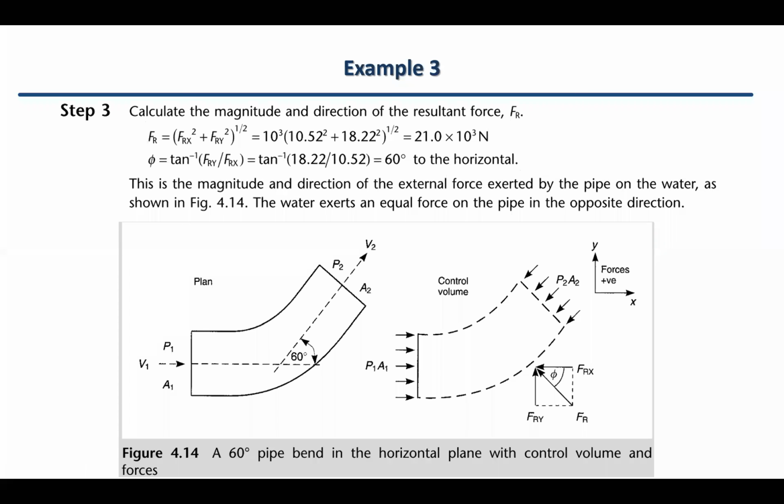And the angle phi is the arctangent of FRY over FRX. So the division of these two values, and the arctangent of that is equal to 60 degrees. Just bear in mind, this is 60 degrees to the horizontal. So that is the angle of the resultant force. This is one example for the momentum equation.